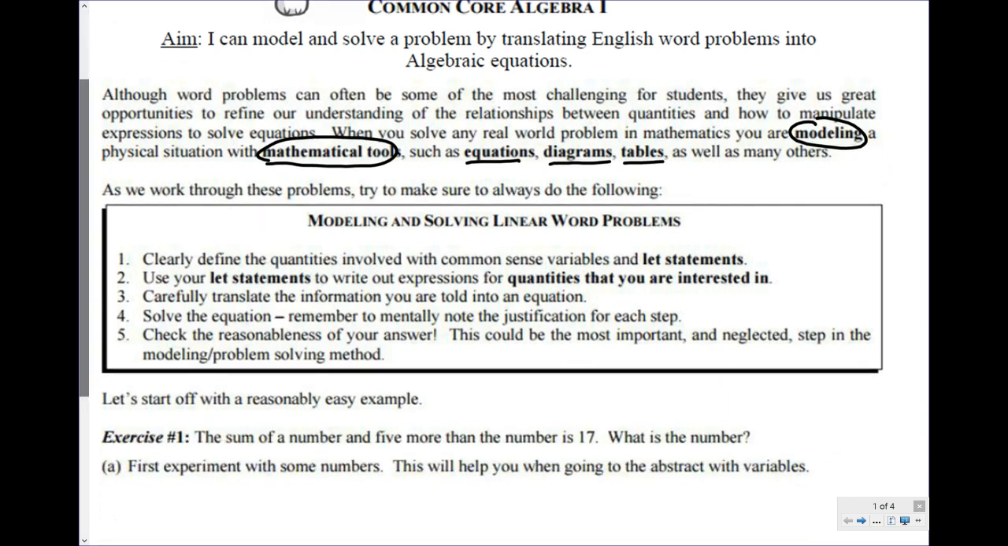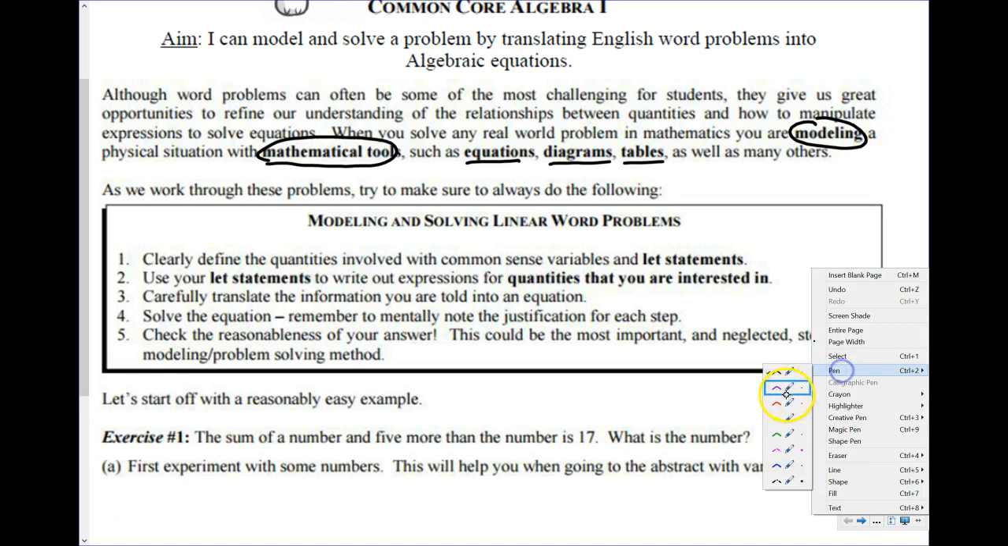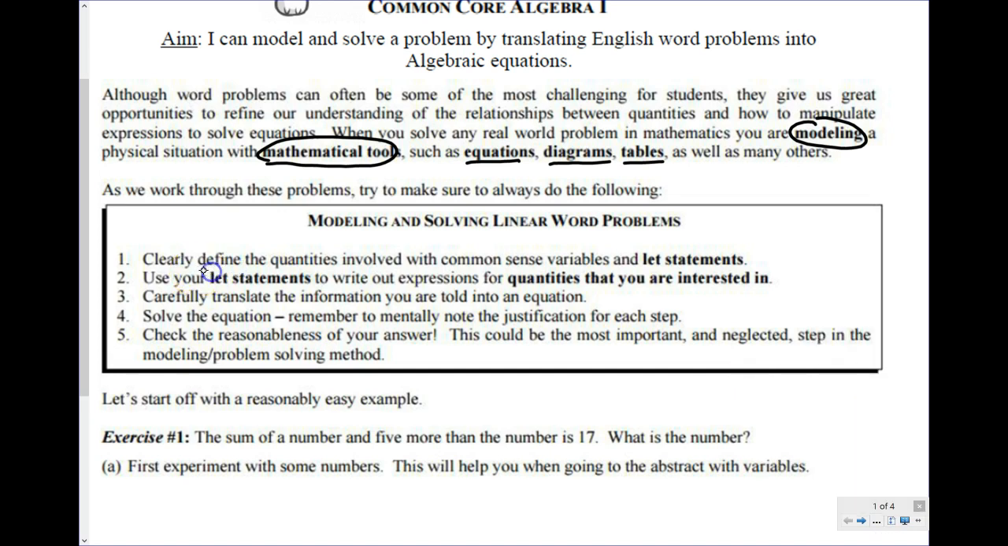So take a look at this box, and I want us to work in this box right here, modeling and solving linear word problems. Step number 1 says, clearly define the quantities involved with common sense variables and let statements. A let statement is saying something like, let x equal miles. We're defining what x is.